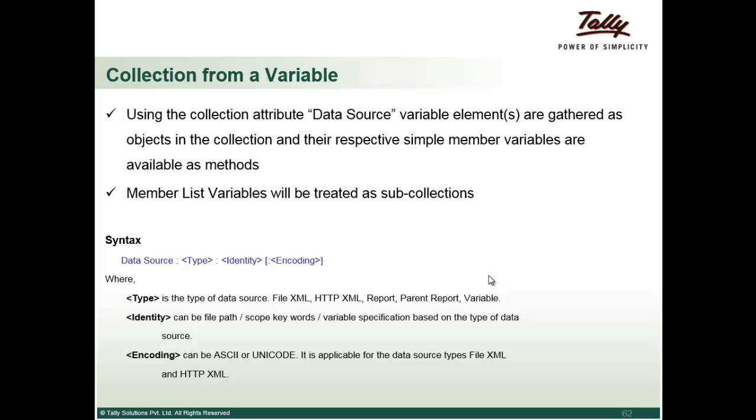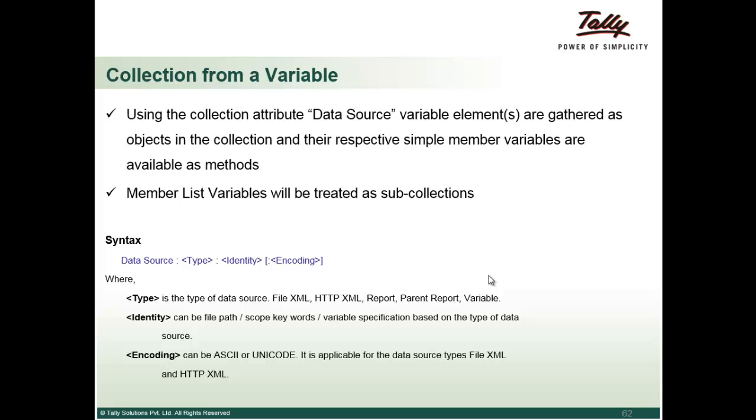Using the collection attribute data source, variable elements are gathered as objects in the collection, and their respective simple member variables are available as methods, and the list variables will be treated as sub collections. You must already be aware of the object, collection, and hierarchy which is there by default in Tally. Even here it will be the same. If you have a compound variable, the elements of the list variable are gathered as objects. Each one becomes an object, the simple member variables become the methods, and the list variables become the collection.